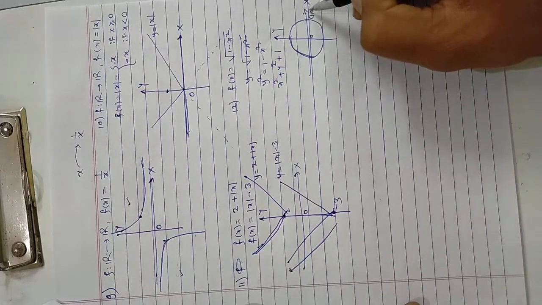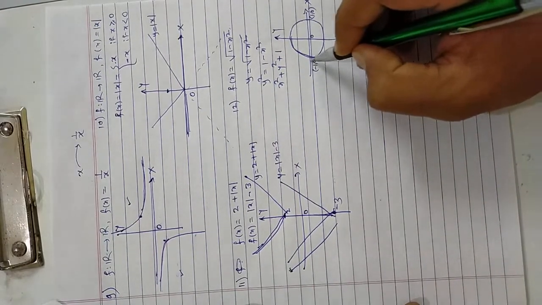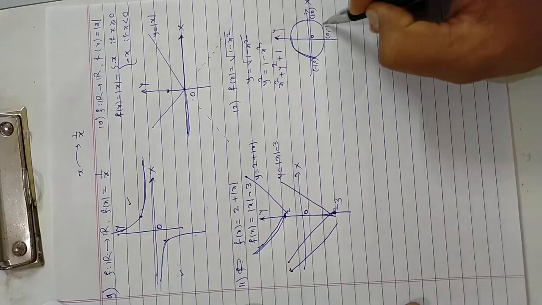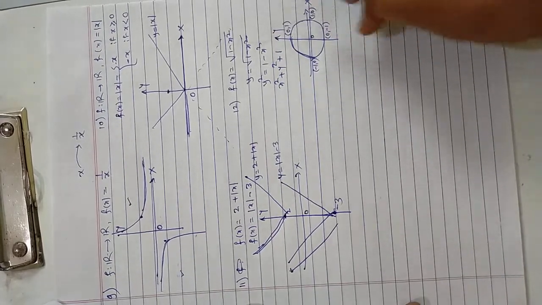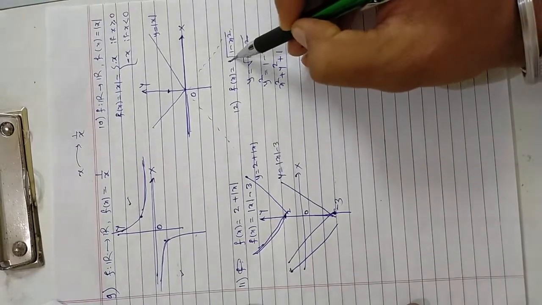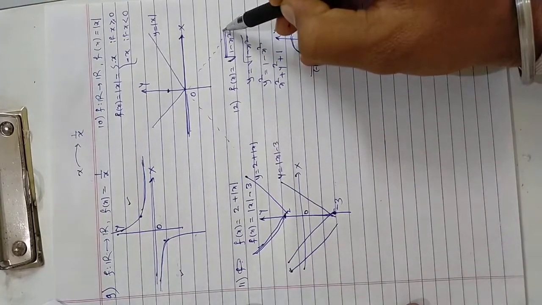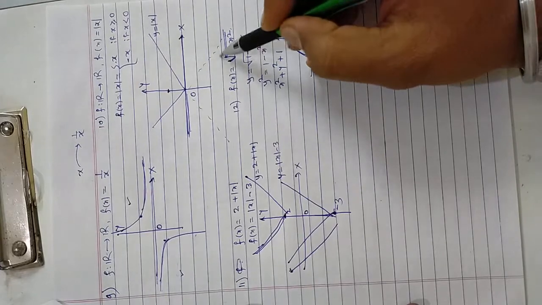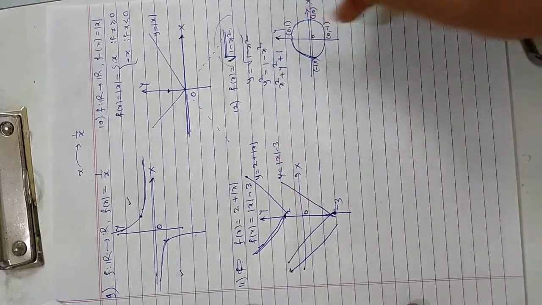Right? It is 1 comma 0. It is minus 1 comma 0. It is 0 comma minus 1. It is 0 comma 1. But it is not the graph of the function. The function is what? Positive square root of 1 minus x square. So this is the positive value of the square root.